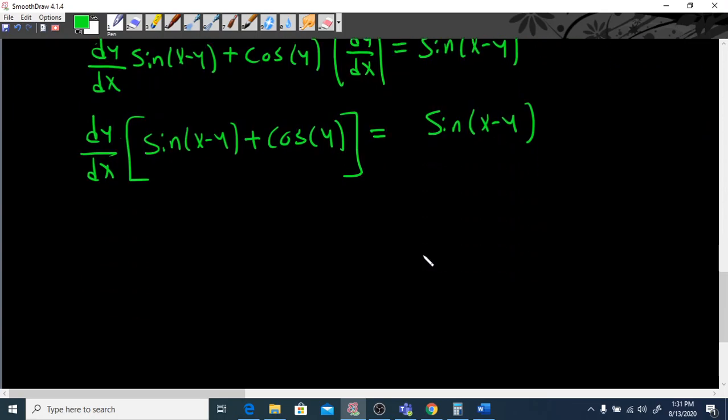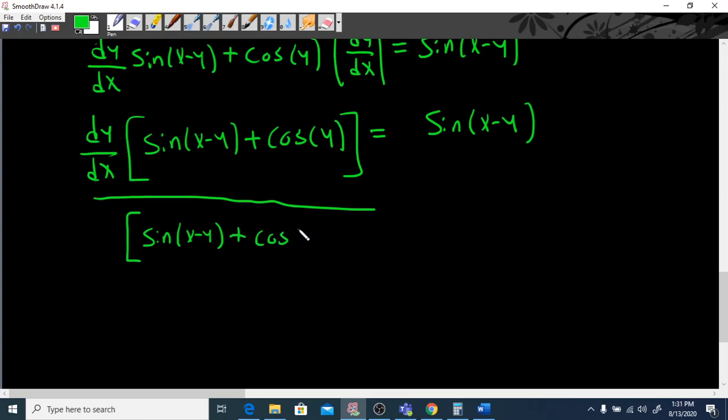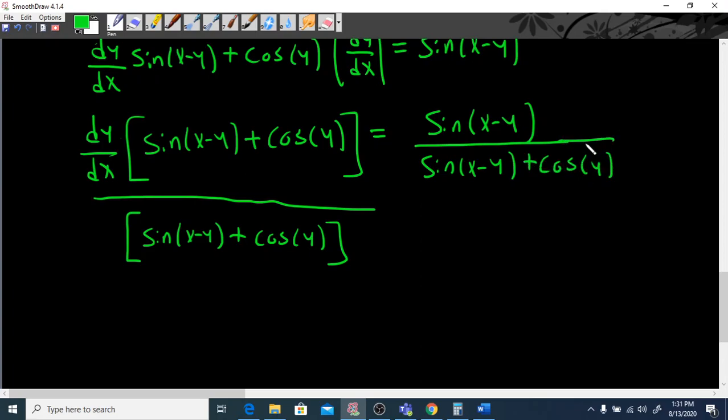Alright, now that we have dy/dx factored, we can divide both sides by the thing multiplying dy/dx. In other words, divide both sides by the sine of x minus y plus cosine of y. Divide here as well. Divide by sine of x minus y plus cosine of y. There we go.